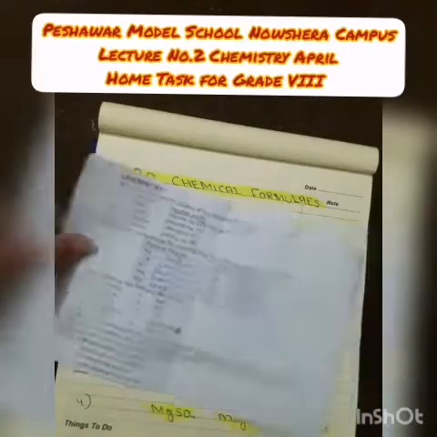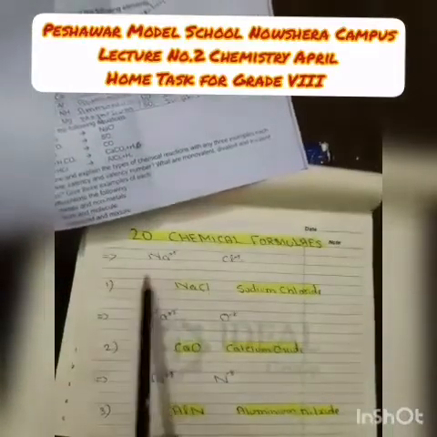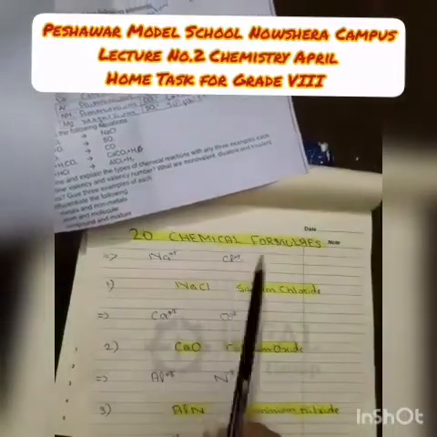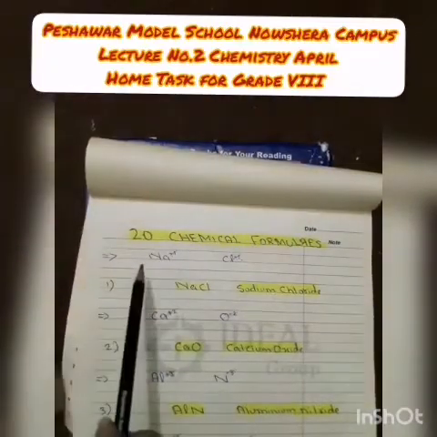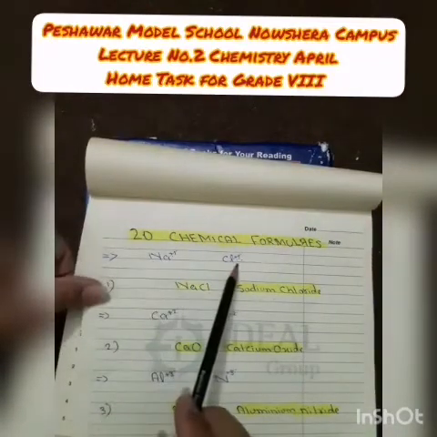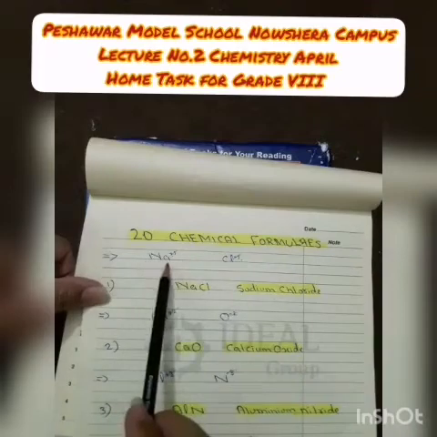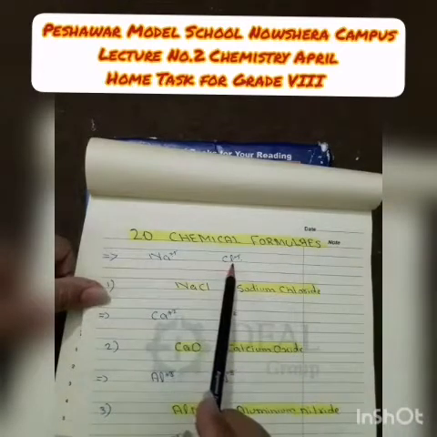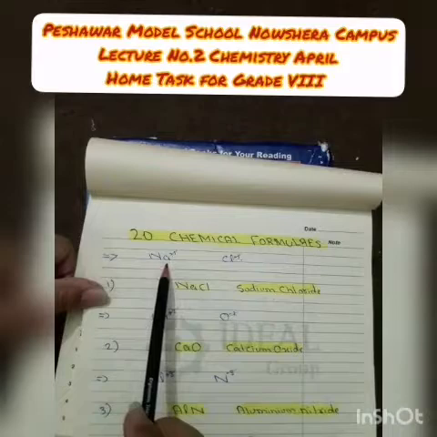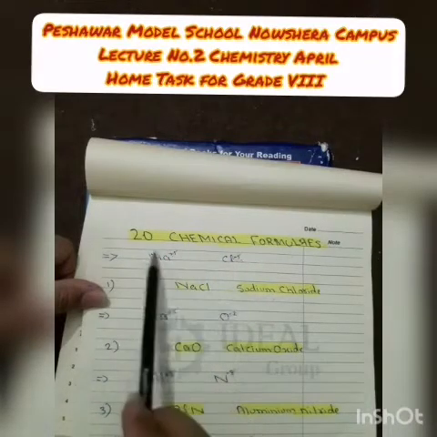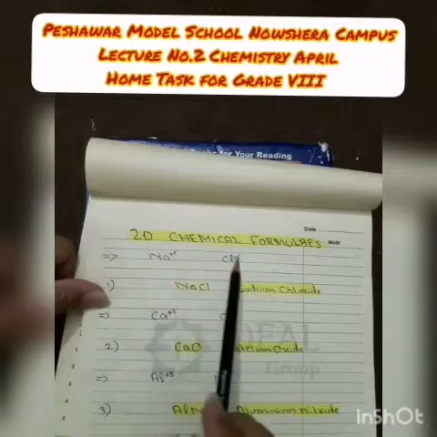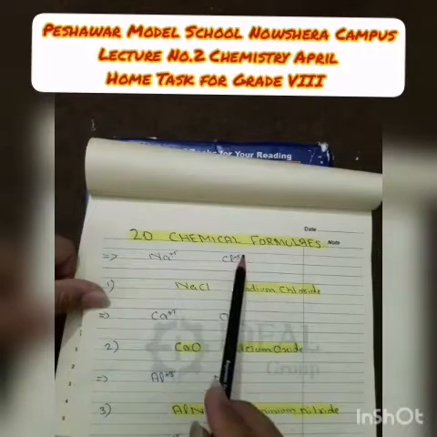Let's move toward our first chemical formula, which is sodium chloride. The first rule for making a chemical formula is to write the symbols of the positive and negative radical. This is the symbol of the positive radical and this is the symbol of the negative radical. Then the second point is to write the valencies of the positive radical and the negative radical. The positive radical valency is +1 and the negative radical valency is -1.